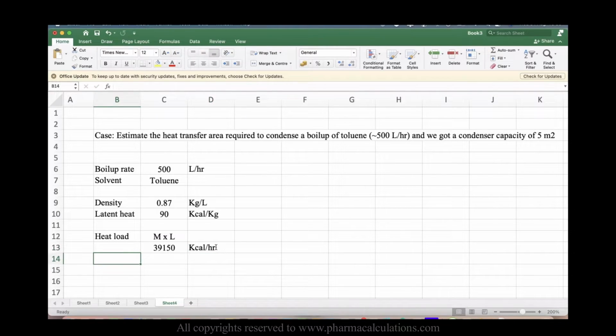And now we have to check the adequacy of a condenser. We already have a 5 meter square condenser. We have to understand whether it is going to suffice the case or not. So here in this case, we have to estimate the supply.